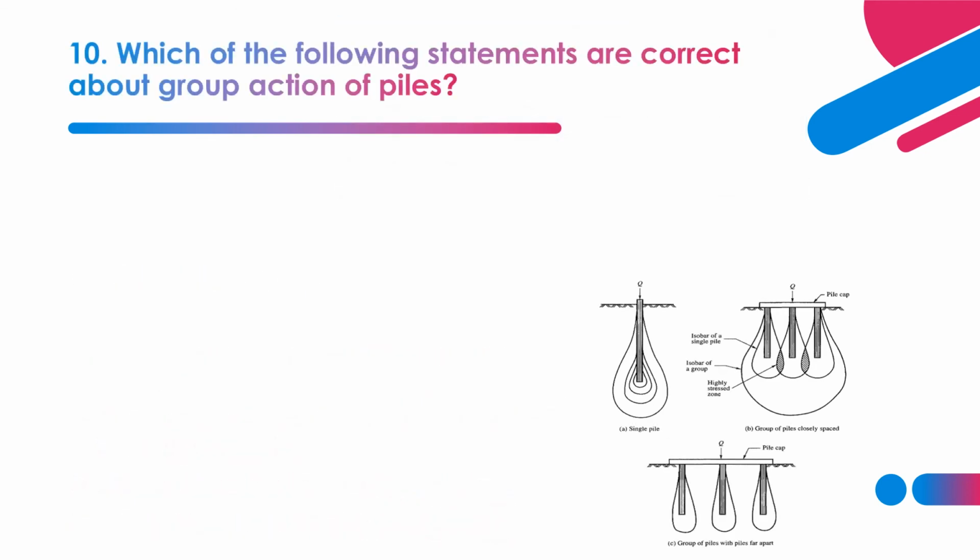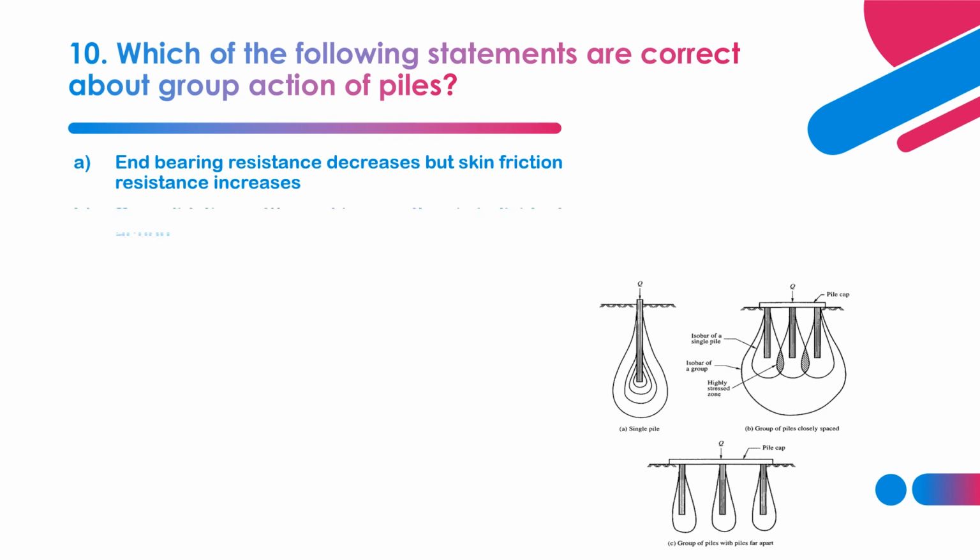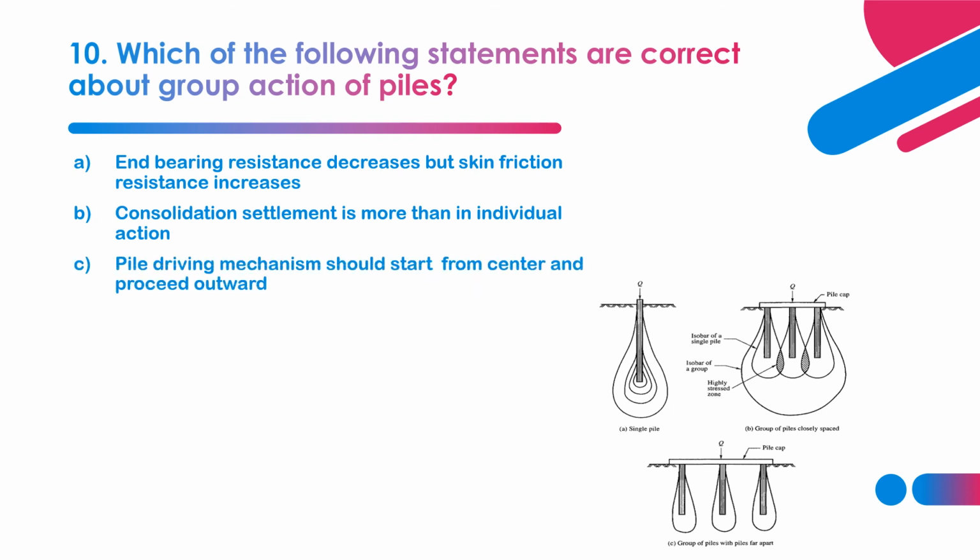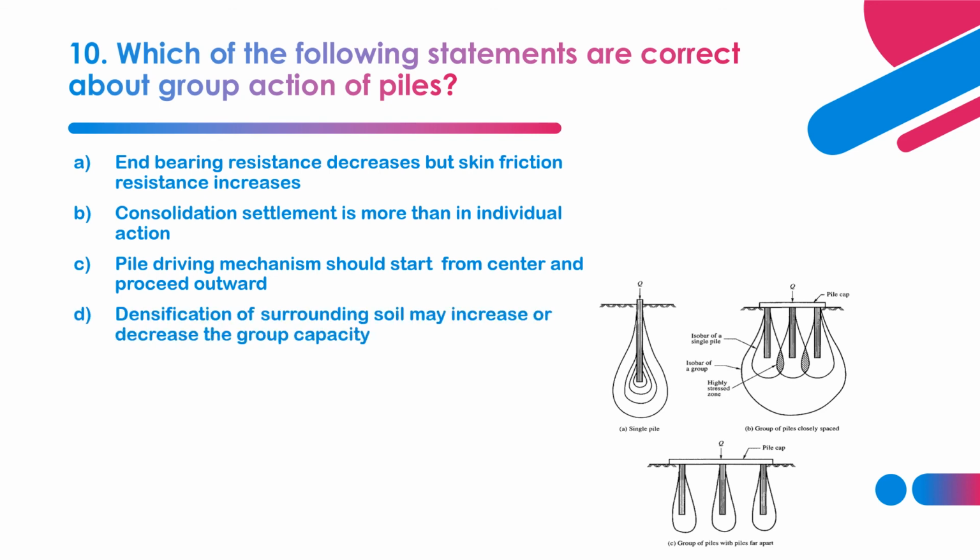It is based on a pile group, group action of piles. Which of the following statements are correct about group action of piles? Option A, end bearing resistance decreases but skin friction resistance increases. Option B, consolidation settlement is more than in individual action. That means consolidation settlement of group pile is more than in individual action. Option C, pile driving mechanism should start from center and proceed outward. Option D, densification of surrounding soil may increase or decrease the group capacity.